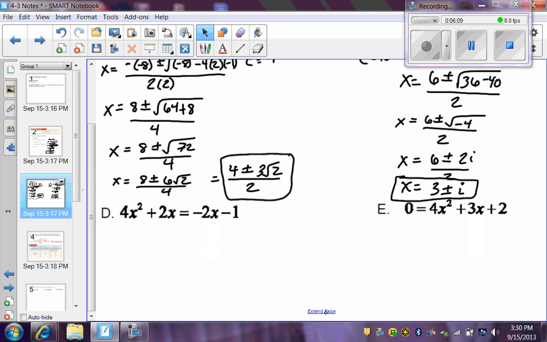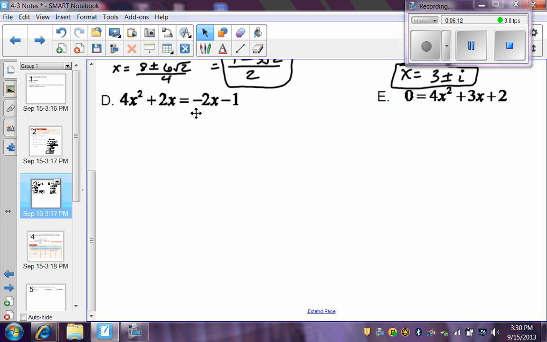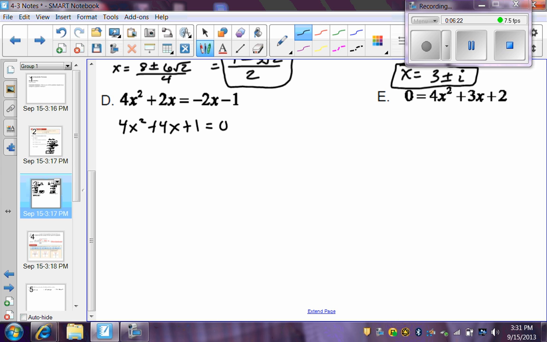Part D. Got to get it in standard form, so I'm going to add the 2x over here, and I'm going to add the 1 over here. So that's going to give me 4x squared plus 4x plus 1 equals 0.